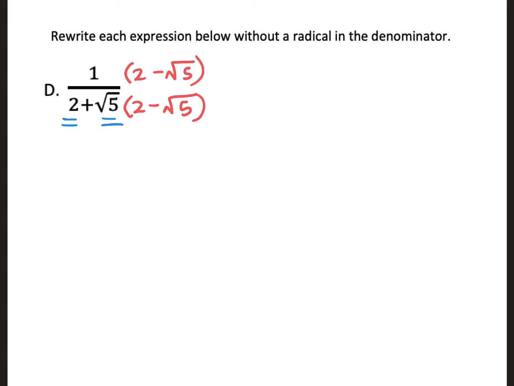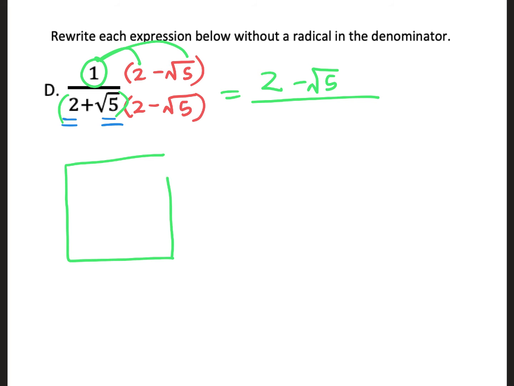On top, you're just distributing that 1. So 1 times 2 gives me 2. 1 times negative root 5 gives me negative root 5. For the bottom, notice you have a binomial times a binomial. So just like we've done all year, we are going to set up the box method. And you should have done this yesterday with your multiplying. So we have 2 plus root 5 times 2 minus root 5.